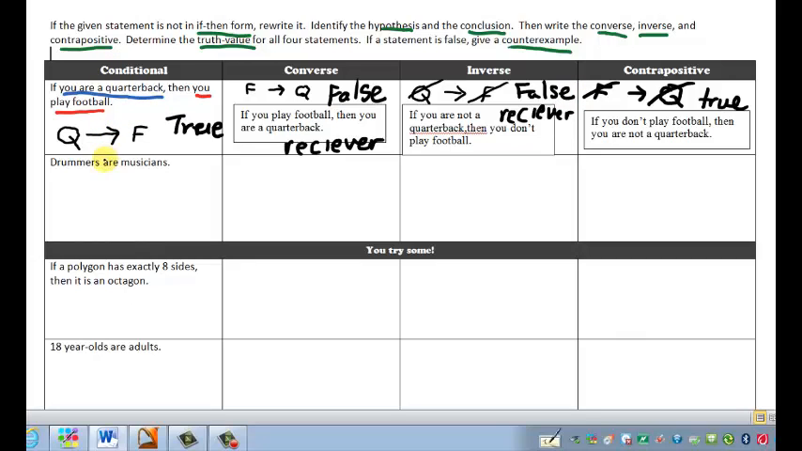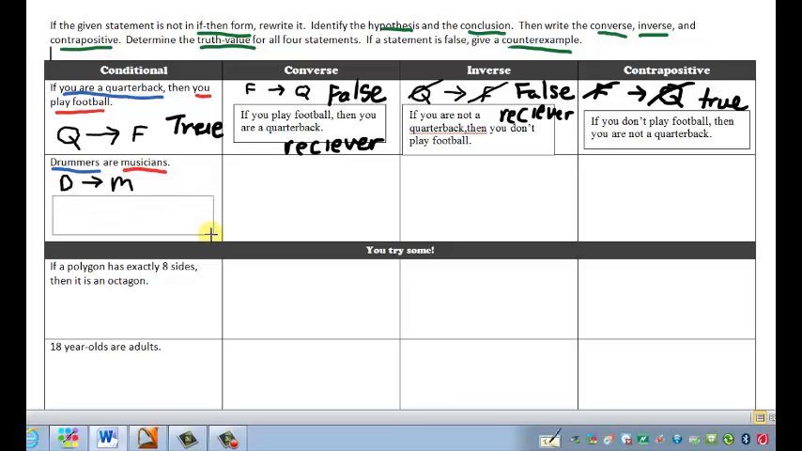Let's give another one a shot. We'll do the drummers or musicians, and then the other ones are up to you, and we'll give you a shot to try them on your own. So now the first thing I notice on this one is that it's not already in if-then form. So I need to identify the hypothesis and the conclusion, and I need to write this in if-then form. Drummers are musicians. So if you are a what, then you are automatically a what. And on this one, I'm going to say that if you're a drummer, then you're a musician is the way this is reading. So that's going to be my if-then form. If you are a drummer, then you are a musician. And we're going to rewrite that. Drummer implies that you're a musician.